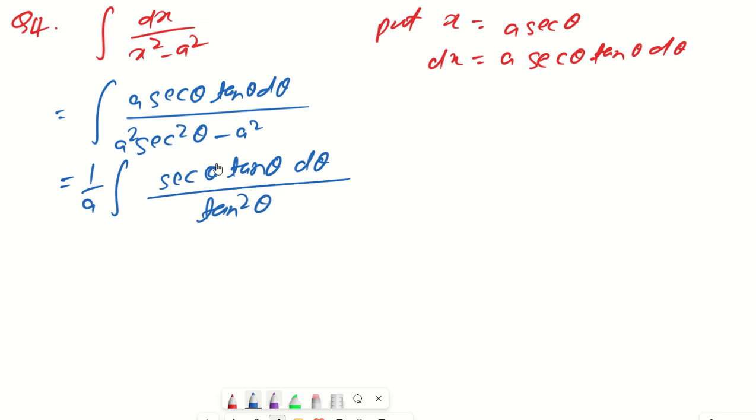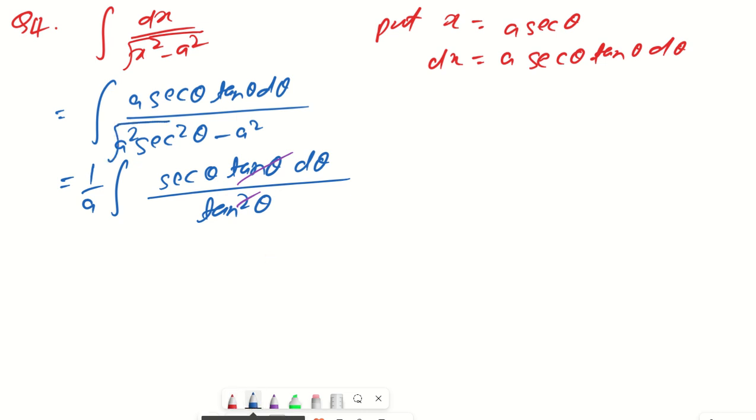So in this tan square theta, one of the terms can be cancelled, right? So one of the tan theta is cancelled. So what are we going to be left with? I'm sorry, actually the question was a square root of this. Okay, square root of this. So if it is a square root of this, then what will happen?